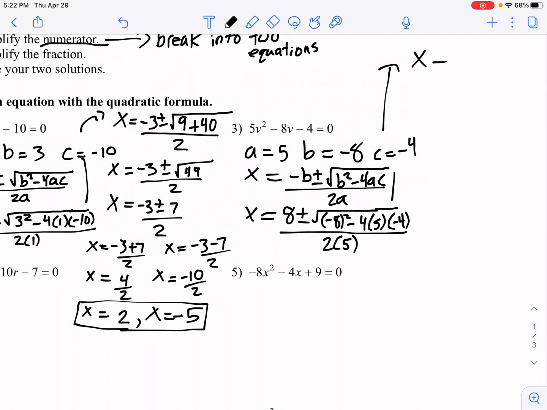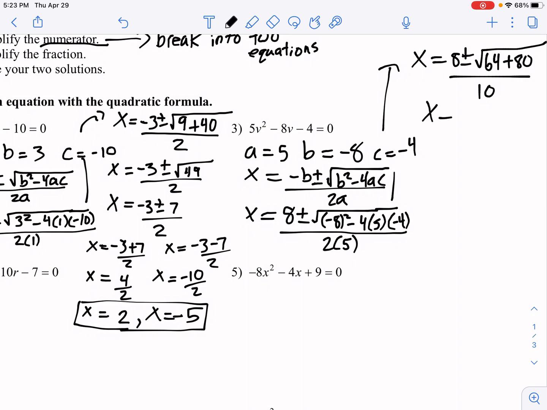So we have x is equal to 8 plus or minus square root. What's a negative 8 squared? Negative 8 times a negative 8 would give us positive 64. And then here, again, treat this like it's a negative 4 times 5 times a negative 4. So we're still looking at this guy down here, right? So a negative 4 times 5 is a negative 20. And then a negative 20 times a negative 4. Two negatives make a positive. And we're going to get positive 80 all over 2 times 5, we can simplify that as 10, right?